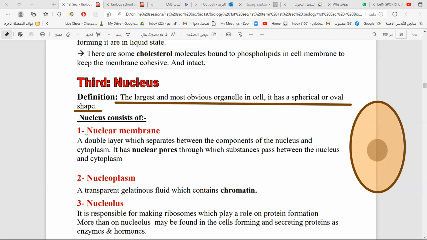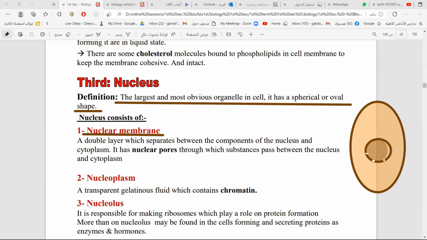The nucleus has a nuclear membrane. It is similar to the cell membrane. The nuclear membrane has the same structure as the cell membrane, the plasma membrane. It is made of phospholipid layers, and it has some proteins, and it has some cholesterol and so on. And it has nuclear pores. It has some pores also to allow the passage of substances inside and outside the nucleus.